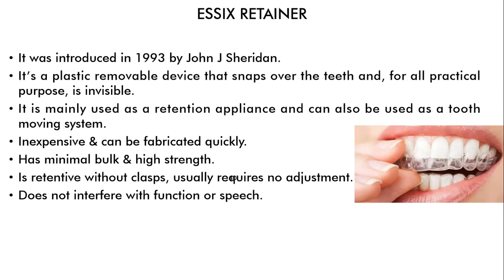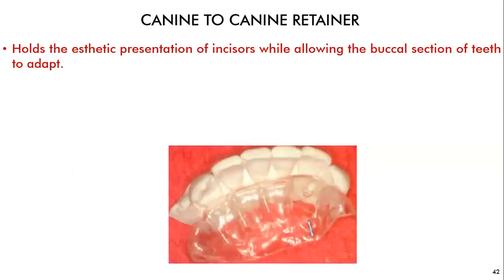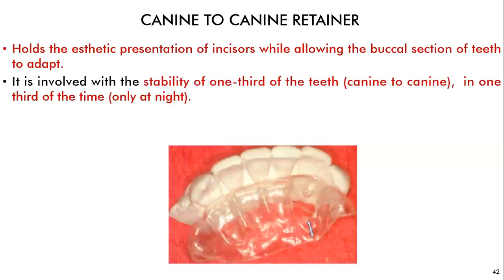So it cannot do any great tooth movements. If it does do tooth movements, you should bring about a subsequent aligner or S6 retainer after that tooth movement has been done. So this is about the S6. You have two kinds of S6. You have a canine to canine, and you also have the full arch S6 appliance. This is the canine to canine, just to hold the buccal section of the tooth. And it is basically involving the stability of 1/3 of the teeth.